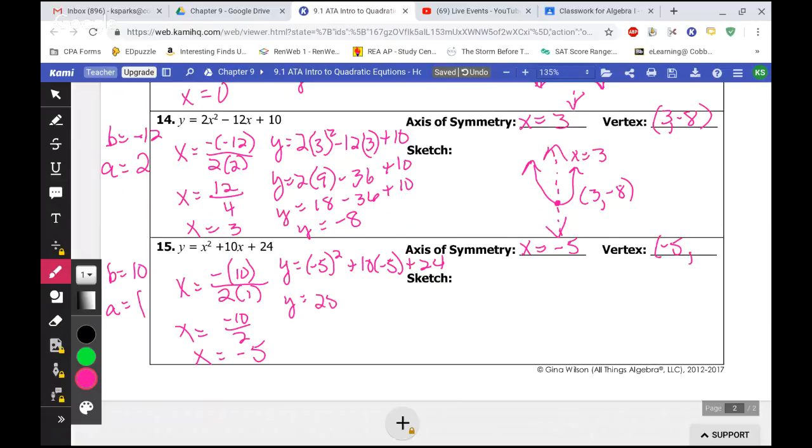So -5 squared is a positive 25. And 10 times a -5 is -50. And 25 plus a -50 is a -25. And -25 plus 24 is a -1. So I have a vertex at -5, -1. So I have an axis of symmetry, this imaginary line that splits this parabola into 2. X equals -5. And what is this going to be, a smiley face or a frowny face parabola based on my A value?